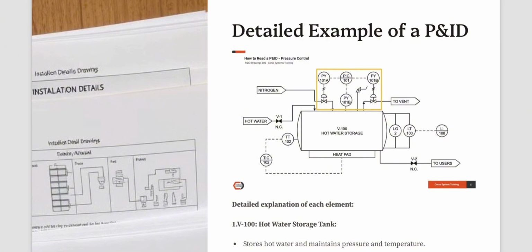I will be explaining the detailed example of a piping and instrumentation diagram, or P&ID. This example illustrates how each component in the system contributes to safe and efficient process control. Firstly, we start with V100, which is a hot water storage tank. This tank stores hot water while maintaining the necessary pressure and temperature.